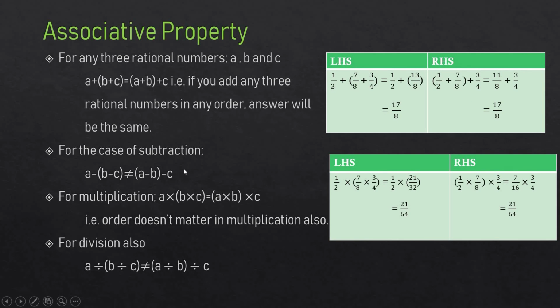But this is not the case for subtraction. For multiplication also the order does not matter. I have taken here 3 rational numbers and the answer is the same. Also for division the answer will be different. So associative property is also true for only 2 cases, that is addition and multiplication. Now last property is distributive property.